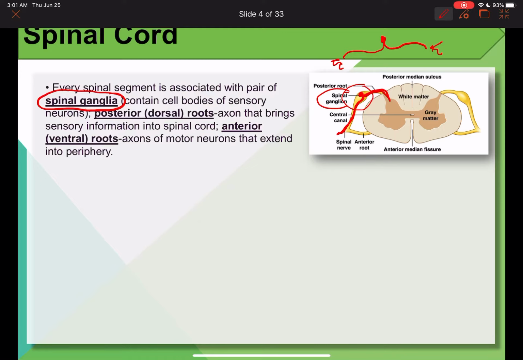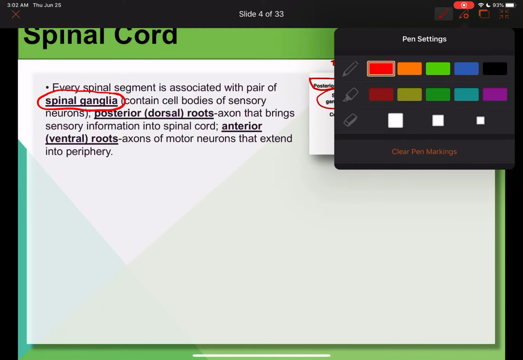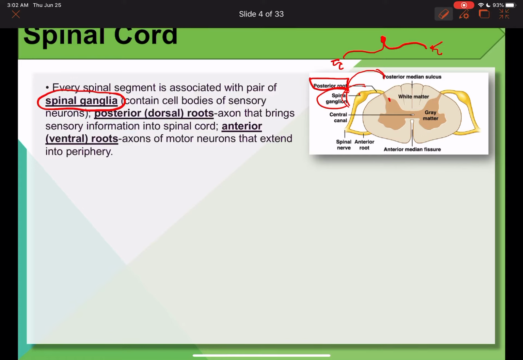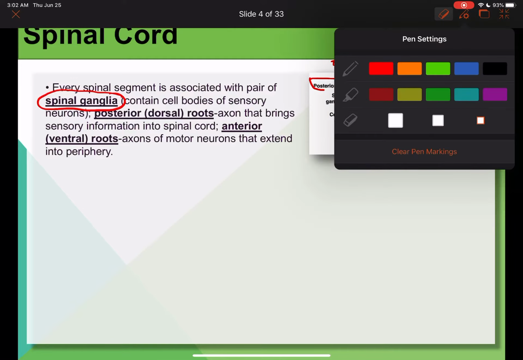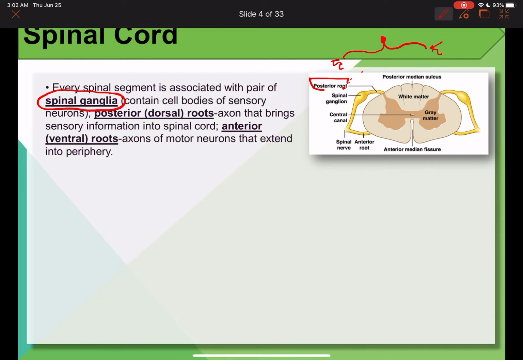So the posterior root here, this is referred to as the posterior root. Okay, let me erase the neuron. I will have to do a lot of drawings in this particular chapter because things get a little bit confusing with the way things are aligned or organized within the spinal cord here.